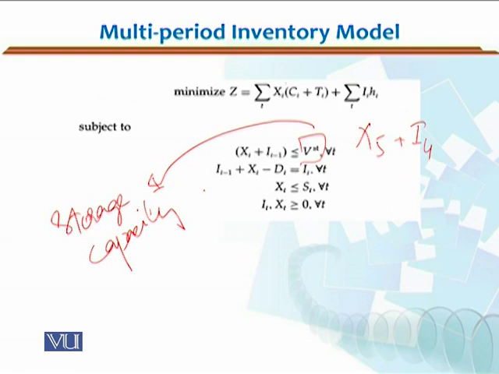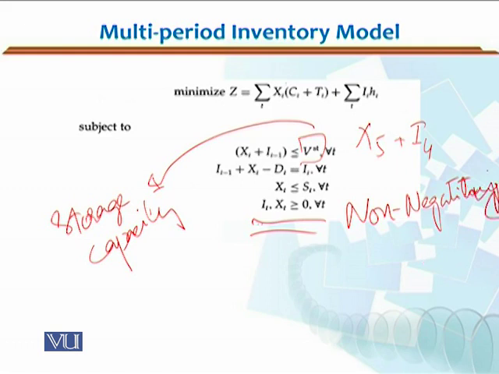Then I need to satisfy that XT is less than my storage capacity. That means the units which I have are less than or equal to the storage which I have. And then we have the non-negativity constraint as usual, which you do for linear programs. That means IT and XT should be greater than or equal to 0 for all T's.